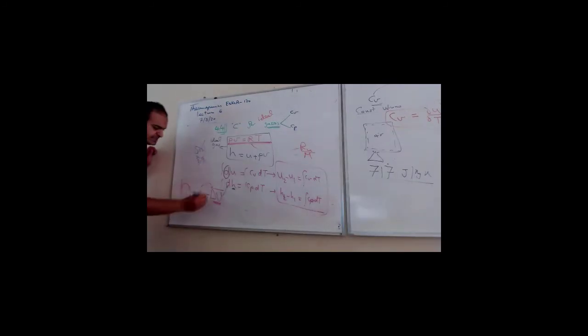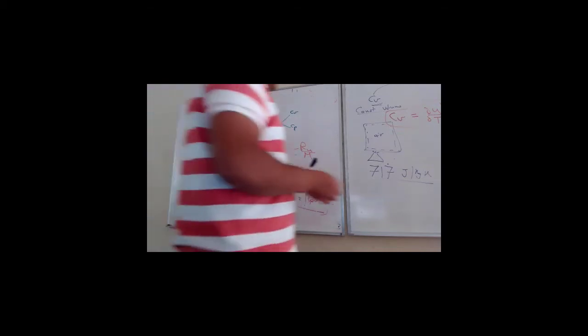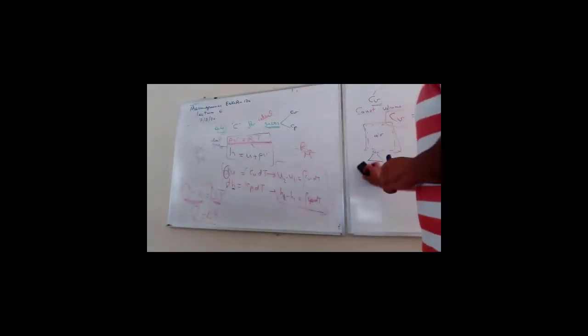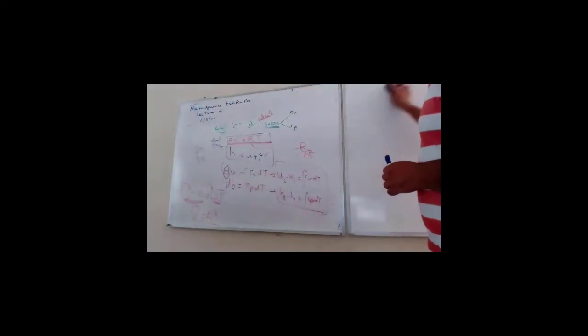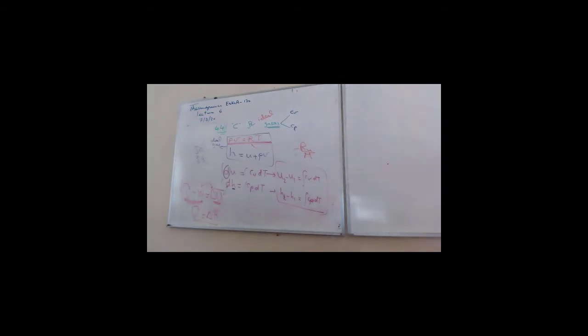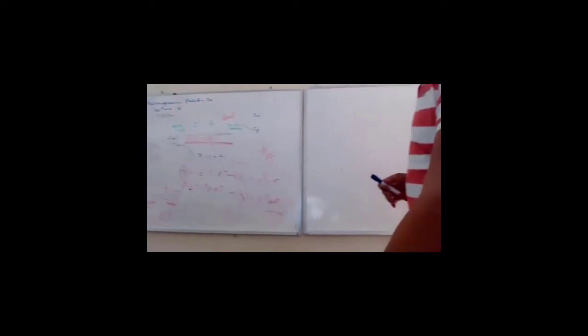Sometimes Q equals delta H, like when you have a constant pressure piston cylinder. So we are always interested in delta U or delta H. Thermodynamics engineers are interested in delta U and delta H. How much heat did we pay to get Q?